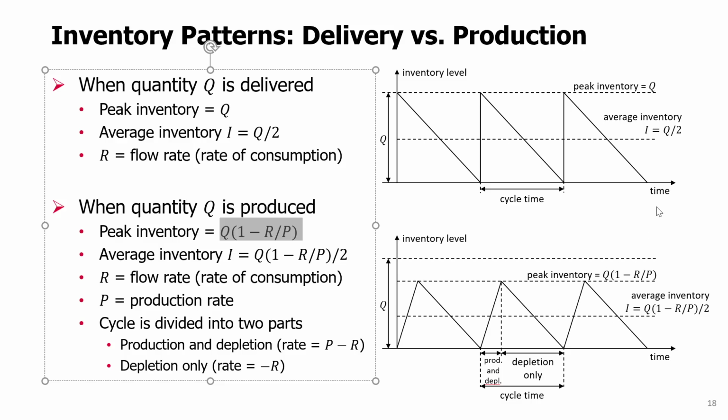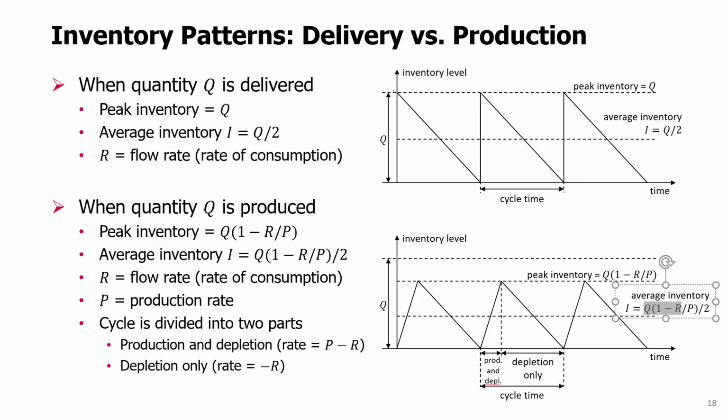Average inventory, as said before, was peak inventory over 2, Q over 2. Now peak inventory is this decreased quantity, and then you have to divide it by 2 to get average inventory. So you will see that we are going to have less of a holding cost in this setting just because production takes some time and the inventory buildup does not reach the same peak value.